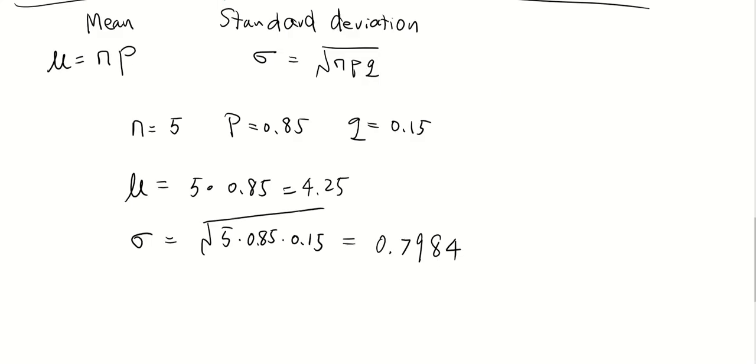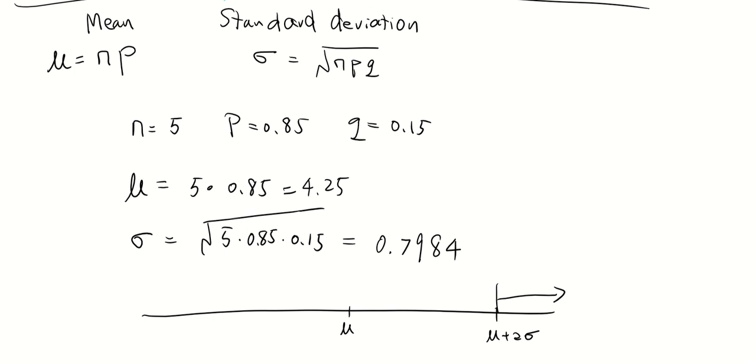Remember, we talked about the range rule of thumb. So here's the mean. Any number that is greater than the mean plus 2 standard deviations, any number above that is considered significantly high. Whereas any number lower than the mean minus 2 standard deviations, any number below that is considered significantly low.